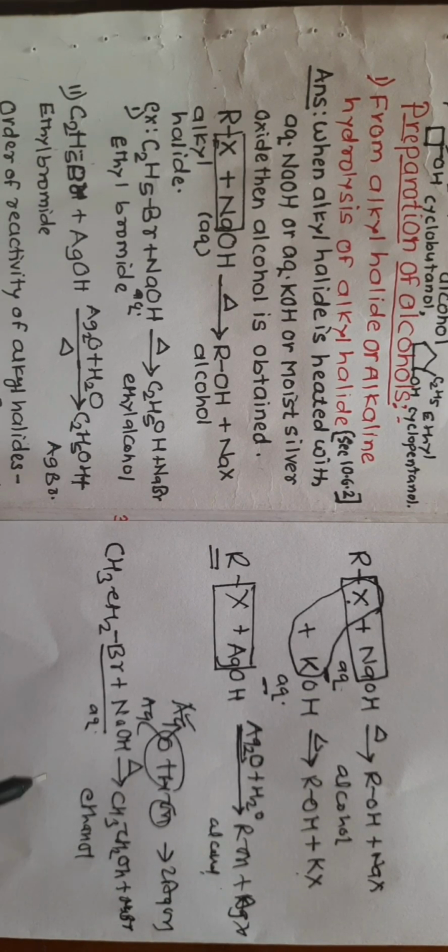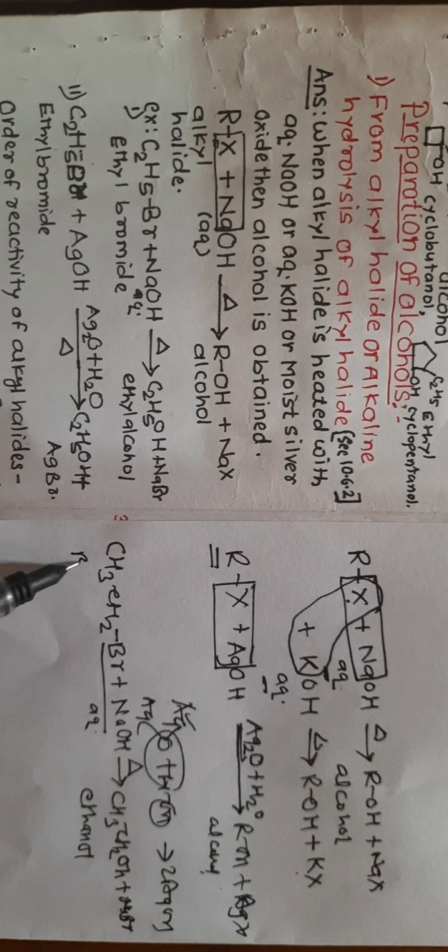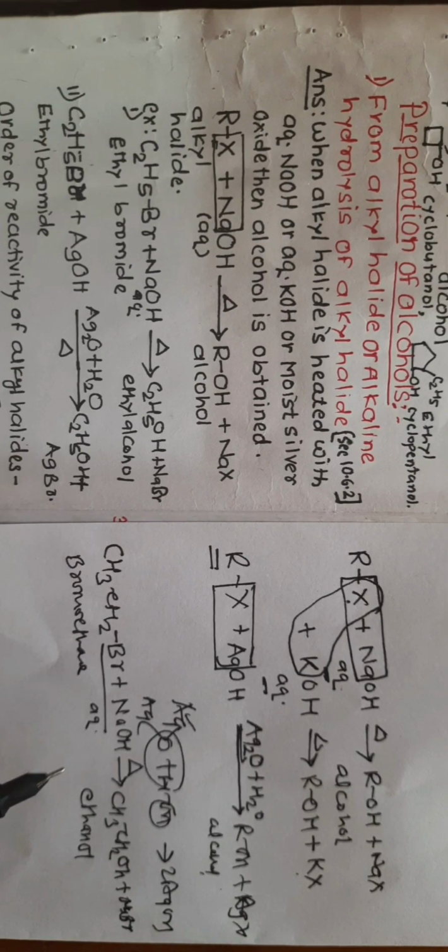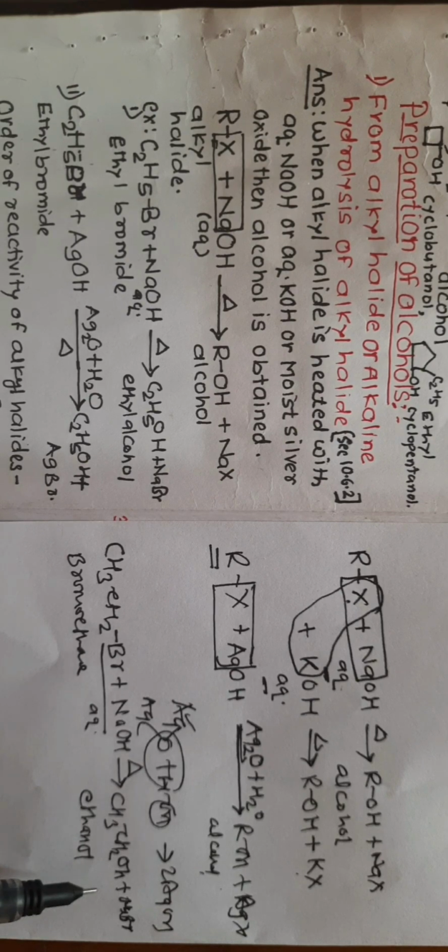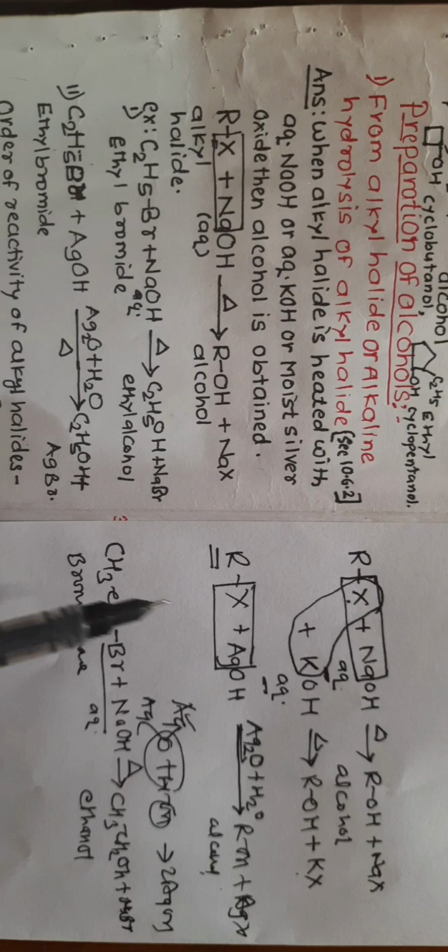It is ethanol, or ethyl alcohol. It is ethyl bromide, or bromoethane. The IUPAC name of this compound is bromoethane. When ethyl bromide is heated with aqueous NaOH or aqueous KOH or moist silver oxide, then ethyl alcohol is obtained. I have taken only one example here. That is, instead of this R, I have taken an ethyl group.